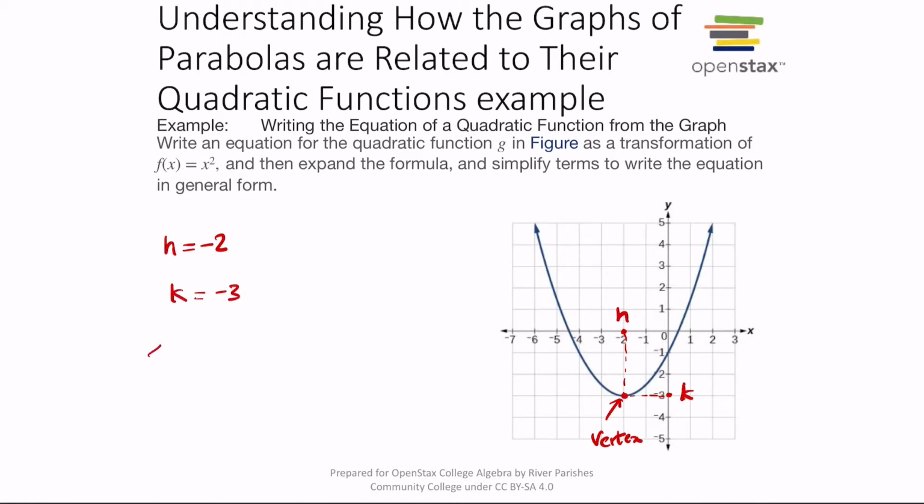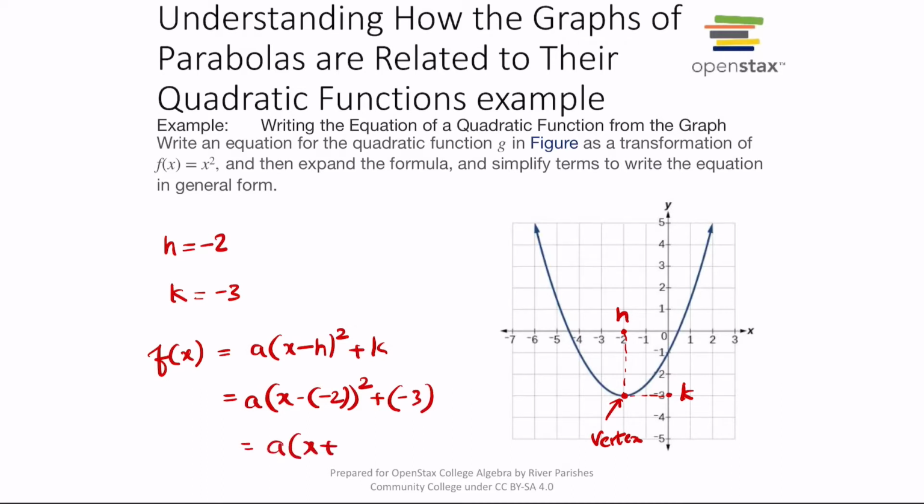So from this we can write the equation f of x equals a times (x minus h) whole square plus k. So a times (x minus of -2) square plus k, which is -3. So which can be written as a times (x plus 2) square minus 3. So this is f of x. We need to find a now.